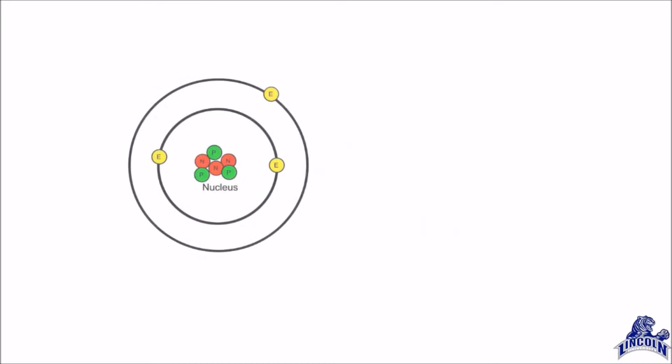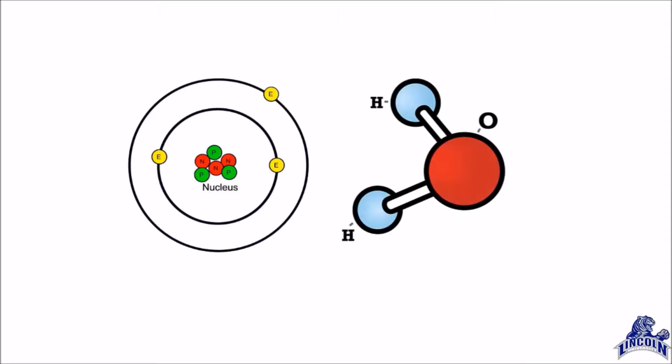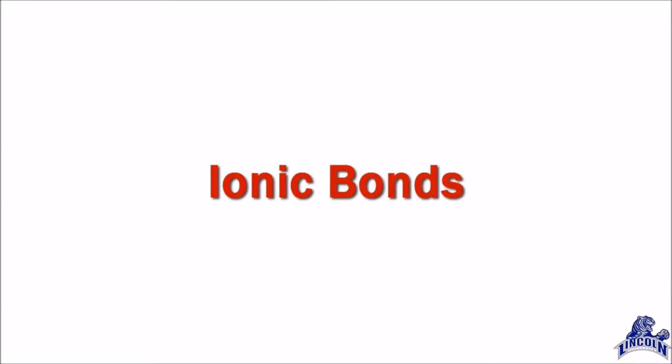Chemical bonds are essentially attractions between either atoms or molecules, whereby the atoms transfer or share the electrons in their outer shell with one another. The first type of bond we're going to talk about are ionic bonds. Now, before we can really get into that, we have to know what an ion is.